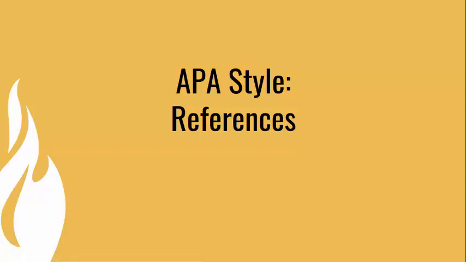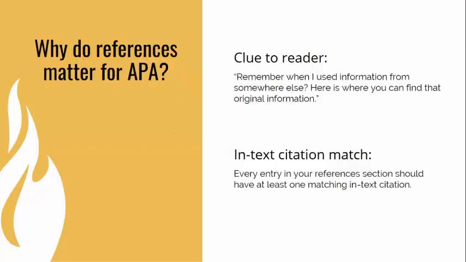APA style requires you to include a full list of references for all sources you used in your paper. The reference list helps the reader find the source of your information. When readers see an in-text citation, they can go to the reference list and find all the details they need to get the original item.